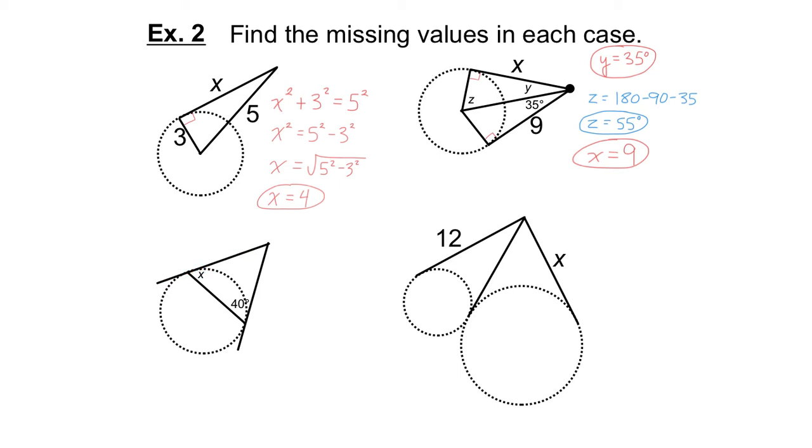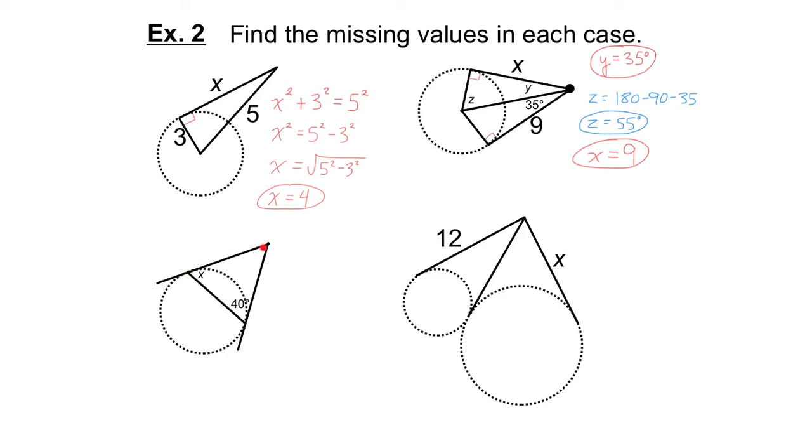Here's a tangent meeting the circle at a point. But this line here, this is not a radius. It does not go through the center of the circle. So this angle x is not 90 degrees here. But what do we know? Well, here's another tangent meeting that same line, and those two tangents are meeting at a point.